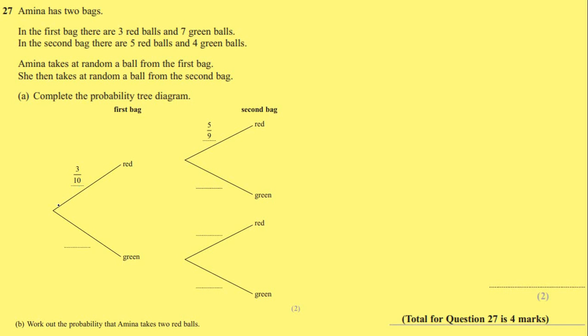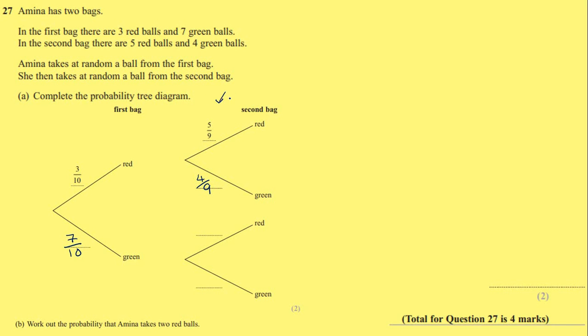Well, in the first bag, there are 10 balls and 3 of them are red. 3 out of 10 balls are red. So how many are green? Well, 7 out of 10. Would you believe it? Nice and easy. If there are 5 red balls in the second bag and there are 4 green balls, well, there's going to be 4 greens out of 9 balls in total.